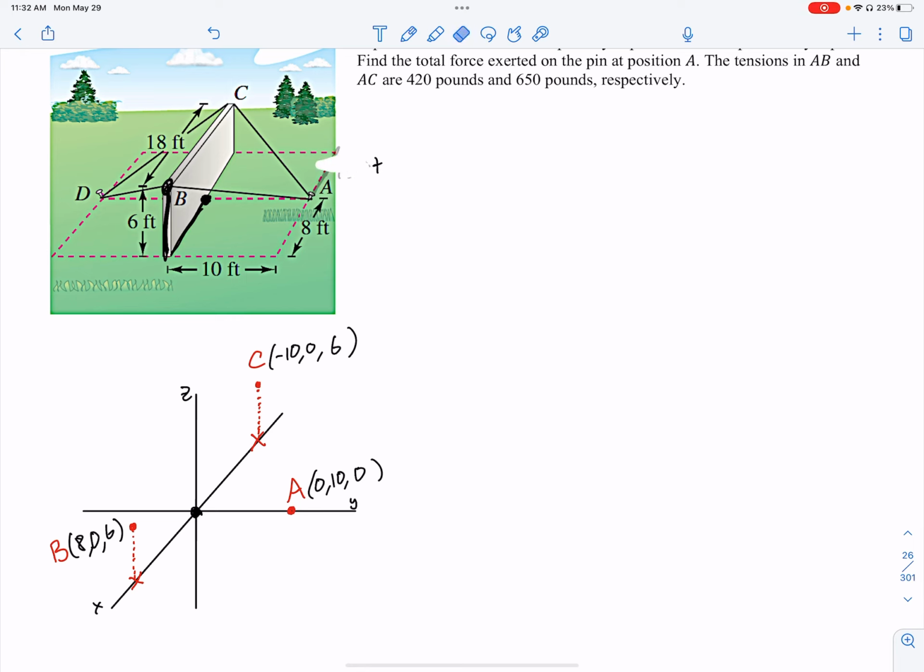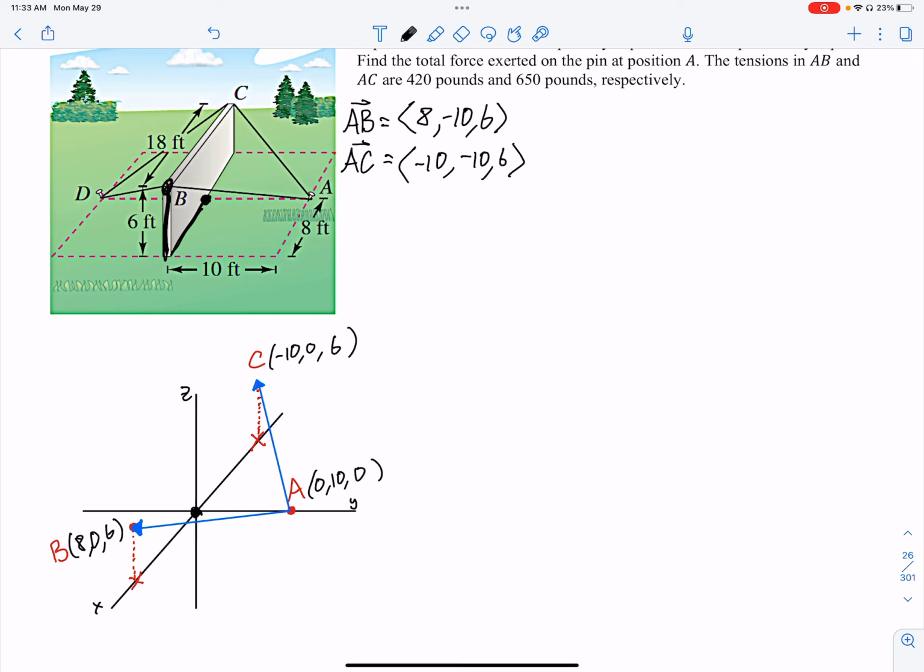So the first thing I would like to do is erase that and create my vectors. This has nothing to do with the force yet, just a vector. So AB, that vector, and I just use those points. I'm going to use another color besides black. It's from A to B. We're talking about that vector right there. That vector is 8 minus 0, 0 minus 10, and then 6 minus 0, which is 6. Let's go ahead and do AC as well. So AC is this vector, there to there. That vector is negative 10, negative 10, and 6.